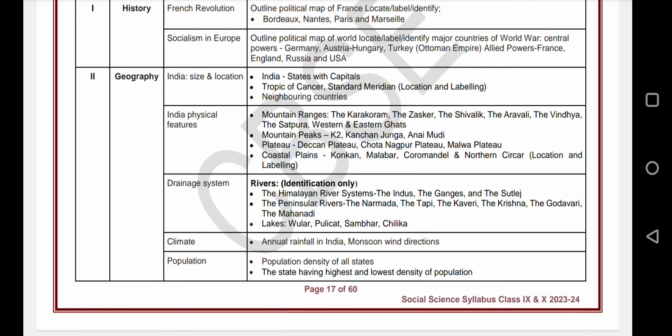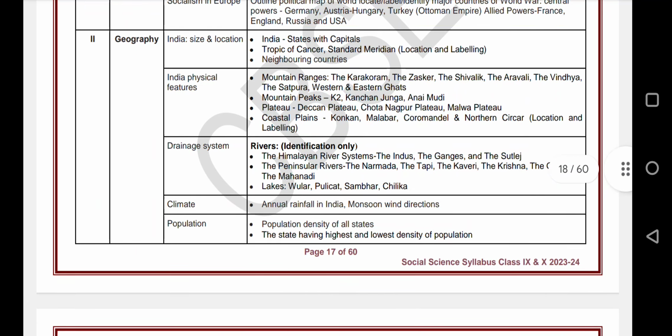Next we have geography. In geography you can see, first we have India size and location, where you will be learning states and capitals, which you learned from 6th class or maybe 5th class. So that's going to be easy. Next we have the Tropic of Cancer, in 6th class you have practiced. Then the standard meridian, in 6th class again you have practiced. Neighboring countries also you have practiced. So you're going to be comfortable with these things. These are not new for you.